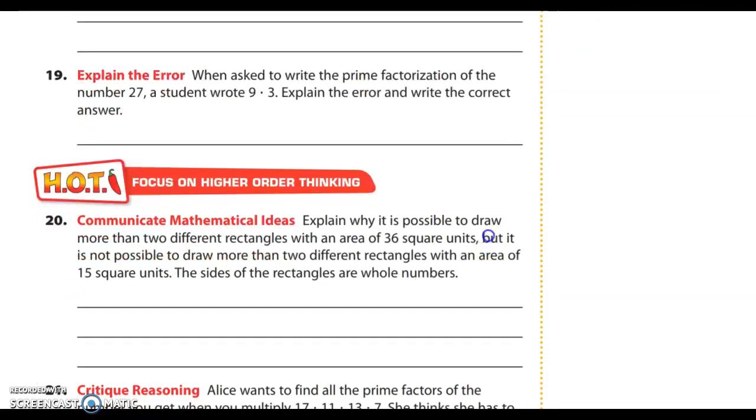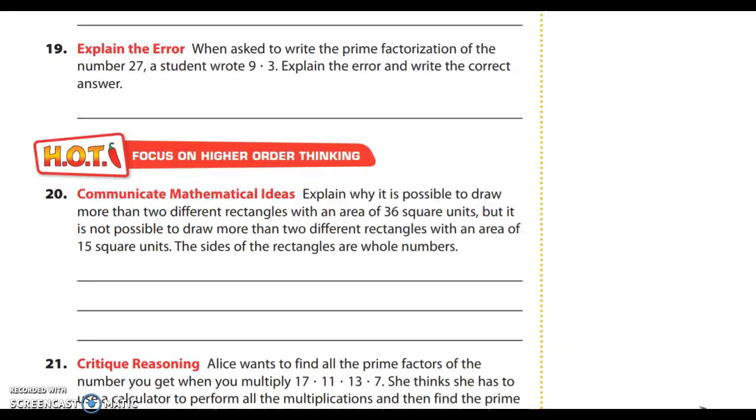We are on number 19. It says, explain the error. When asked to write the prime factorization of the number 27, a student wrote 9 times 3. Explain the error and write the correct answer.